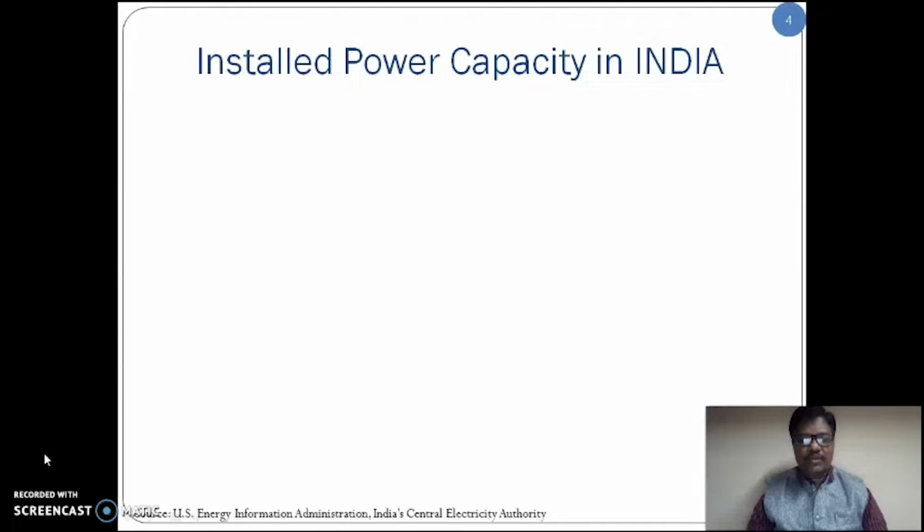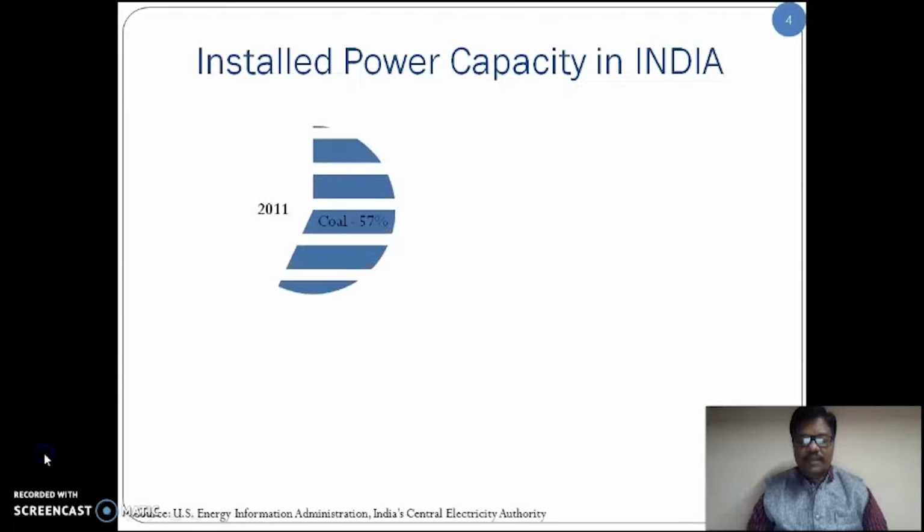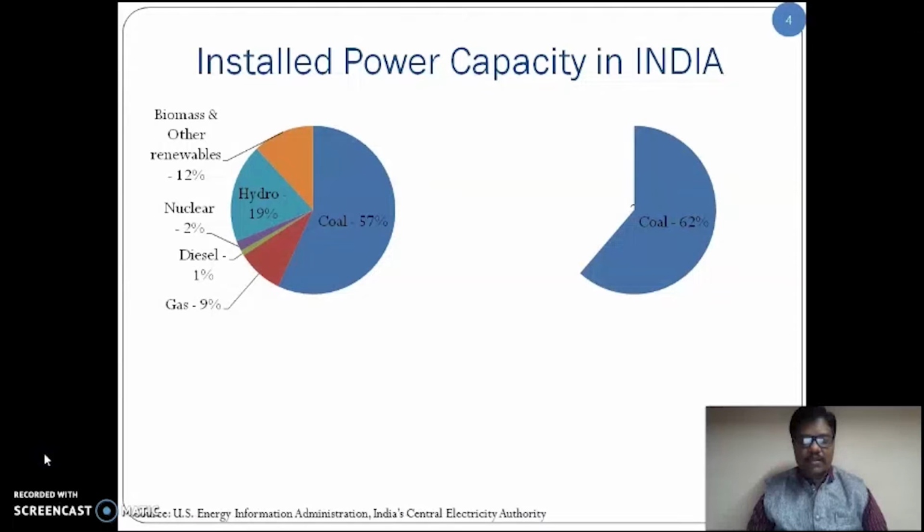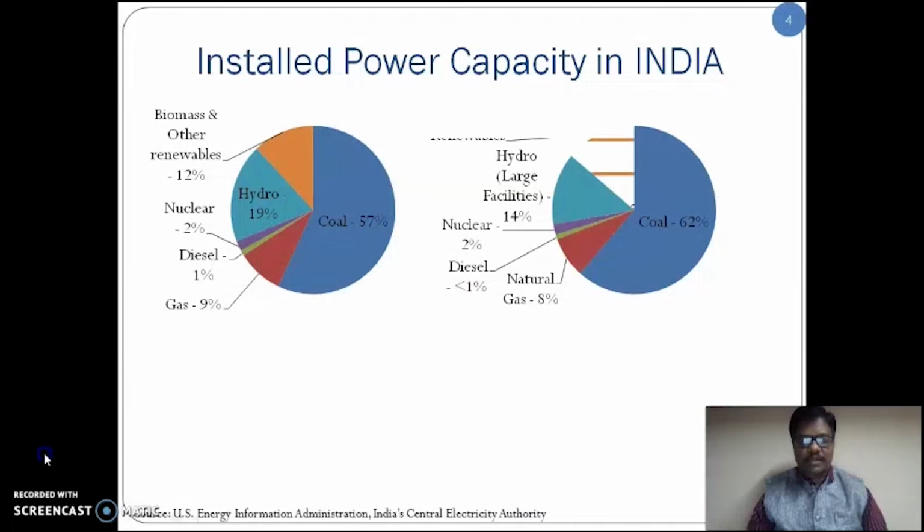Now, coming to the installed power capacity in India, based on the US Energy Information Administration and India Central Electricity Authority survey, in 2011 the installed capacity to generate electrical energy by coal is 57% out of 100%, gas 9%, diesel 1%, nuclear 2%, hydro 19%, and other renewables 12%. Like this, in 2016, the installed capacity by coal is 62% out of 100%, gas 8%, diesel less than 1%, nuclear 2%, hydro 14%, and other renewables 14%.